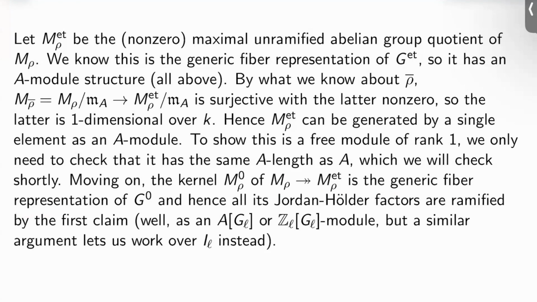So all of its Jordan-Hölder factors are ramified by the first claim we just got done talking about. Actually, that claim gives us that they're ramified as A[G_L] or Z_L[G_L] modules, and we need them to be ramified inertially, so we need to replace I here by I_L. But you can just run through the same argument and get ramification if we work over I_L instead.